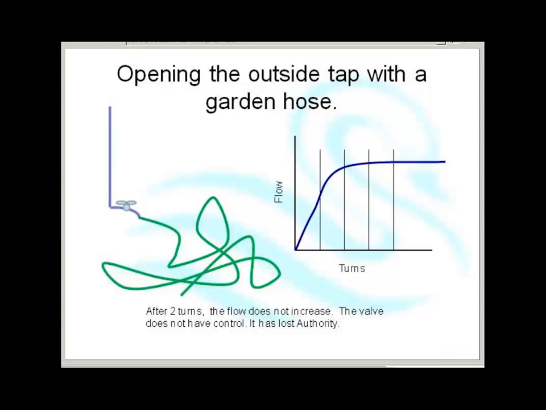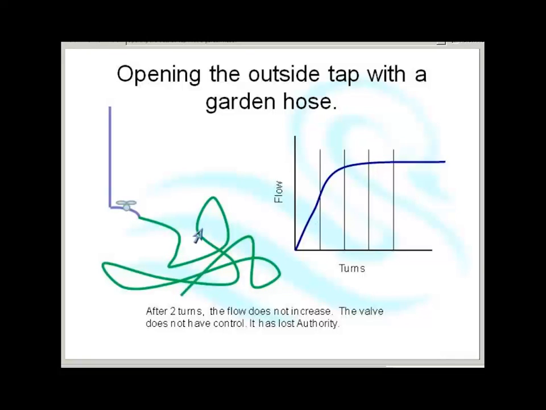Now, here's a system. I've got a garden hose. I've got a pipe coming down the wall. This is a pipe coming down the wall. I've got a tap, and then attached to the tap is my green garden hose. And in true garden hose fashion, it's lying around all over the place.